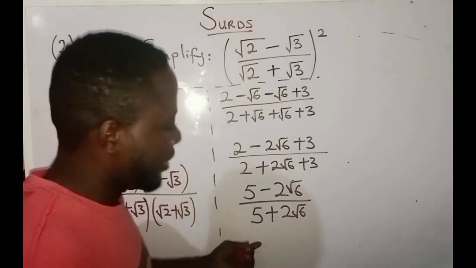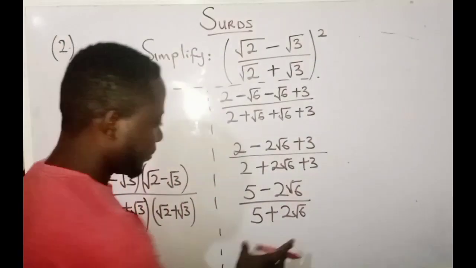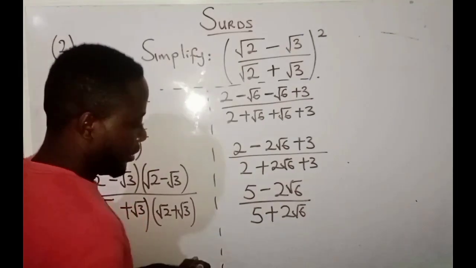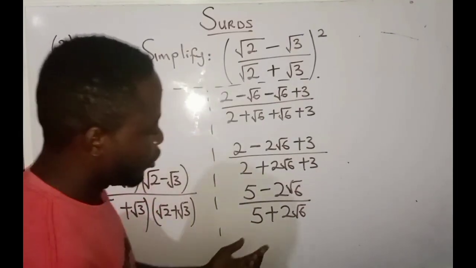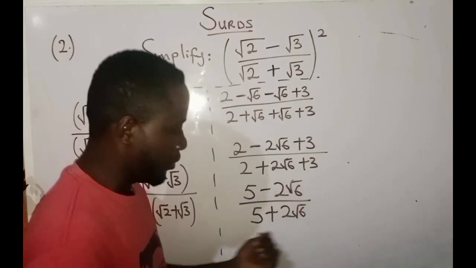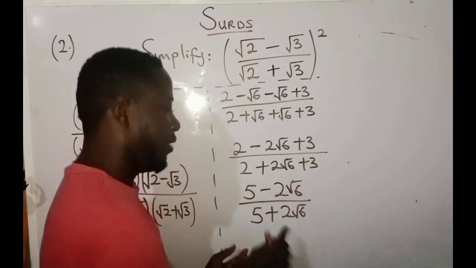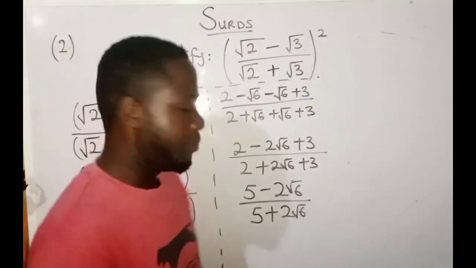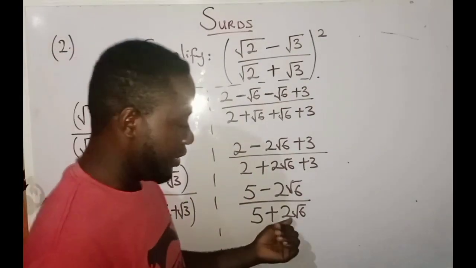Now, can we leave our answer like this? The answer is no. The reason is that when you look at the denominator, root is involved. There is a surd in the denominator. So whenever there is a surd in the denominator, for example now, let's say the answer is just 5 minus 2 root 6 all over 5, we will leave our answer like that. But because of this plus 2 root 6, the denominator is in surd form.